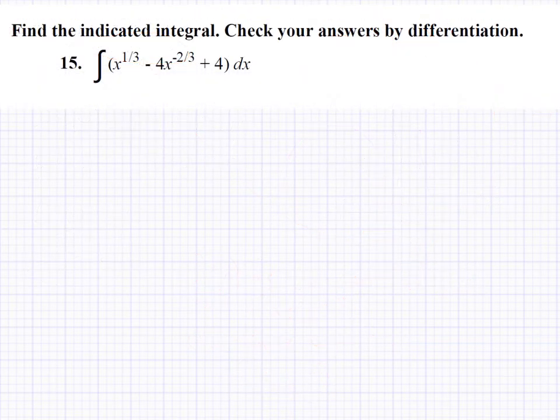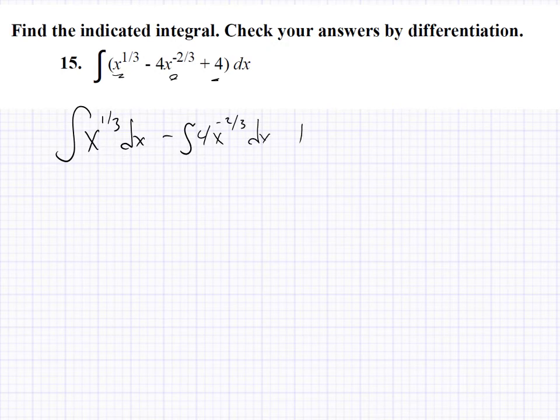Okay, here we get a pretty simple indefinite integral, in which case we can integrate each one of these separately because of the sum and difference rule. So I'm going to do the integral of x to the 1/3 dx minus the integral of 4x to the minus 2/3 dx plus the integral of 4 dx.